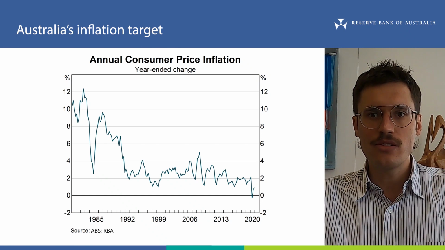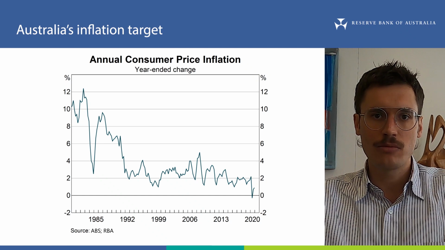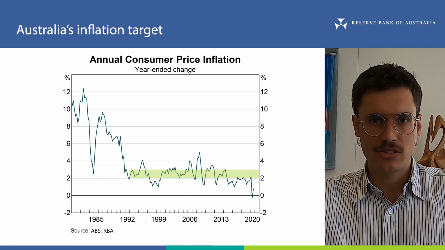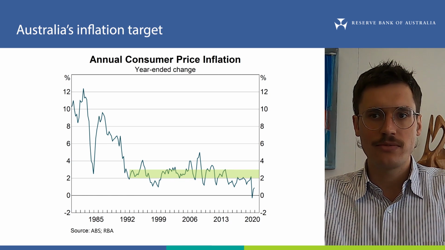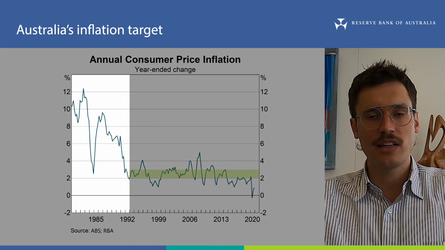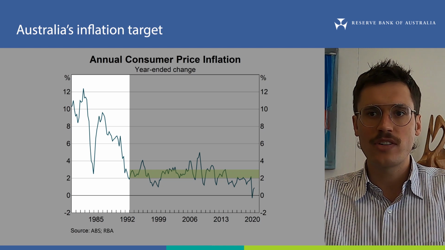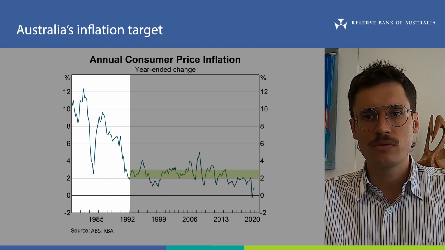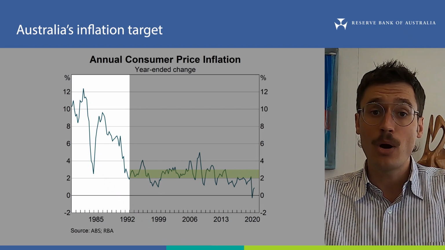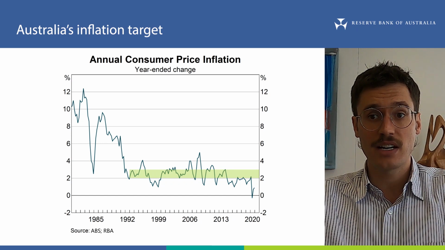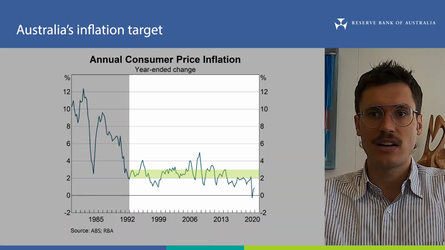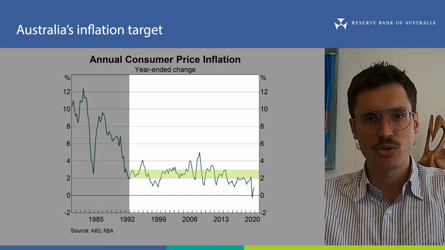This chart shows the annual consumer price inflation over a long period of time. This band is the RBA's 2 to 3% target range. You can see that prior to inflation targeting being introduced in the early 1990s, inflation was often high and also very volatile, meaning it moved around a lot. This high and volatile inflation was very costly for the economy and motivated the introduction of the inflation target in the early 1990s. You can see that since the early 1990s, inflation has been a lot lower and more stable.